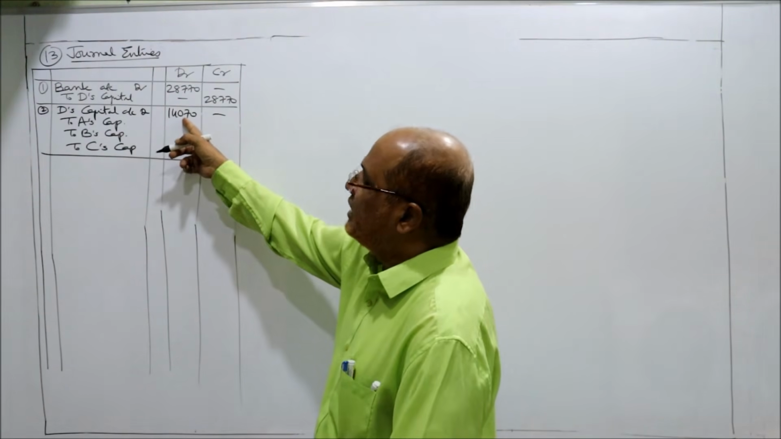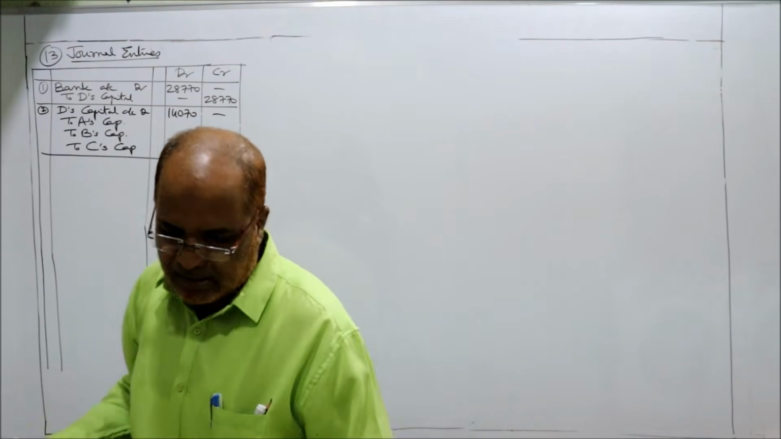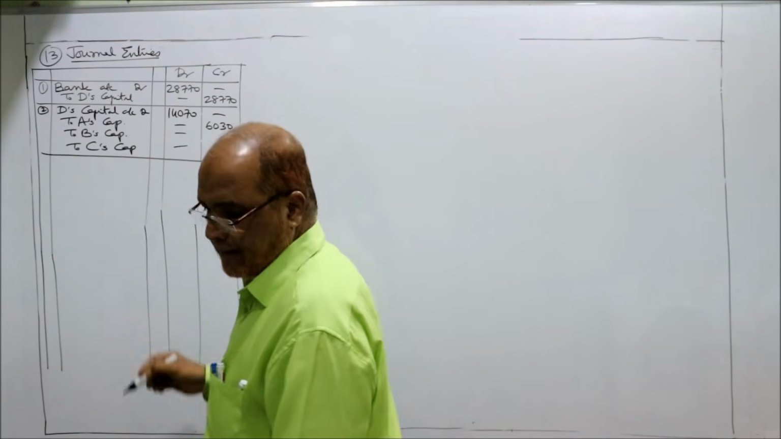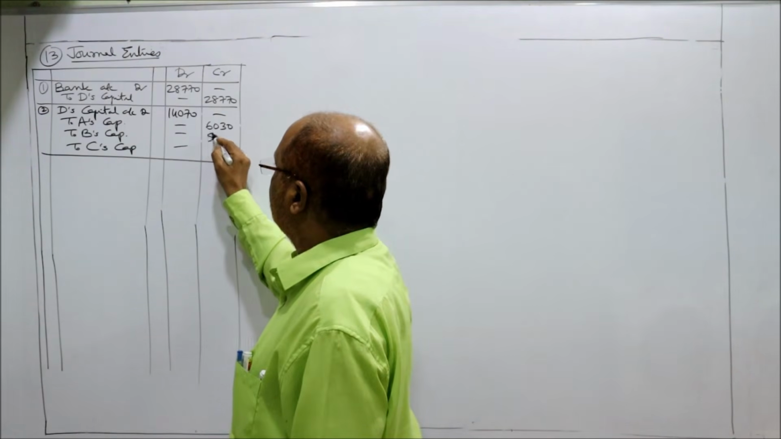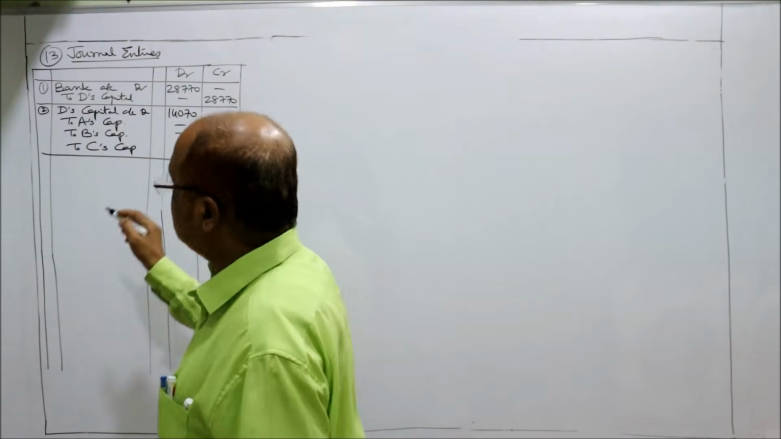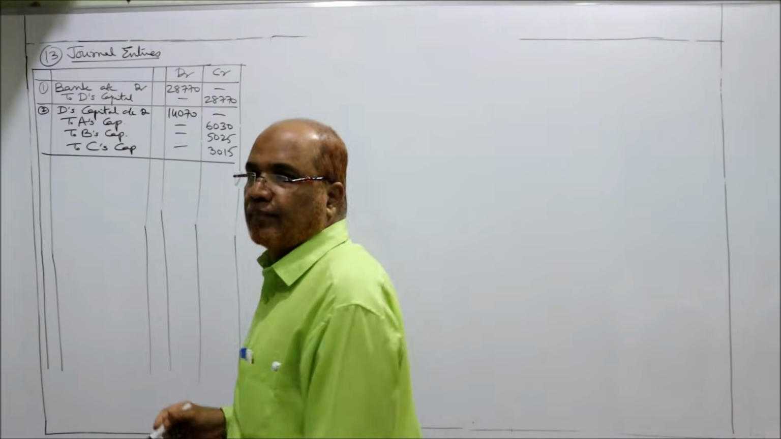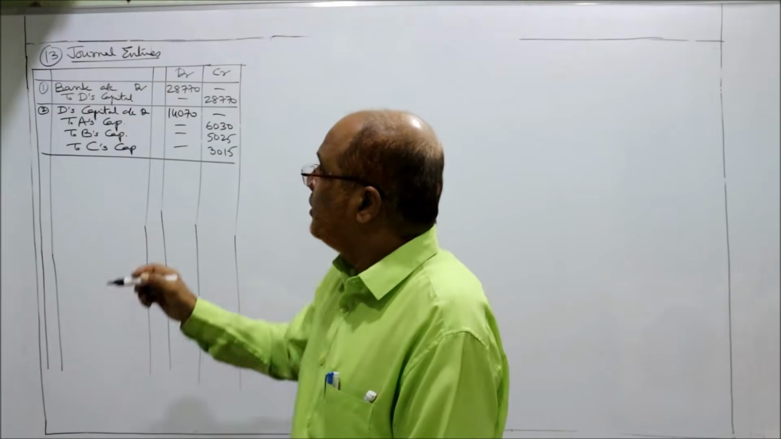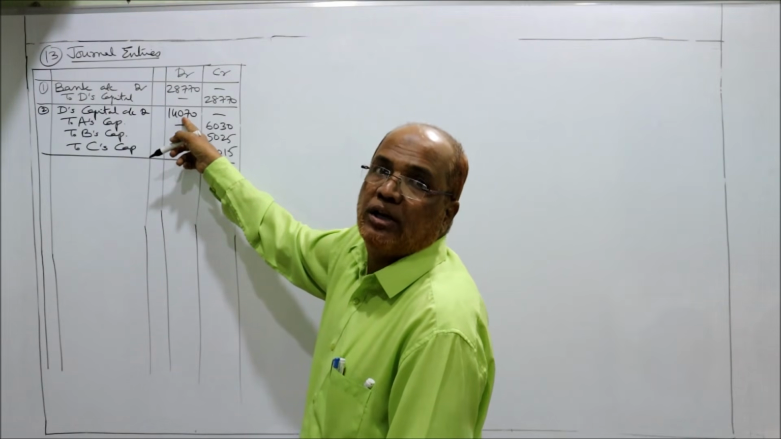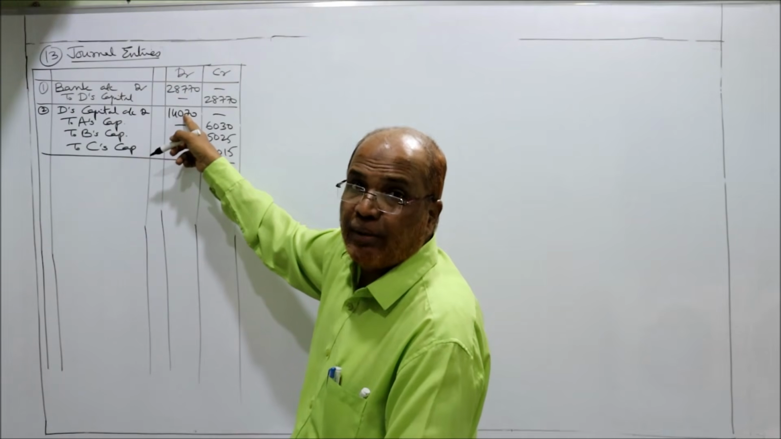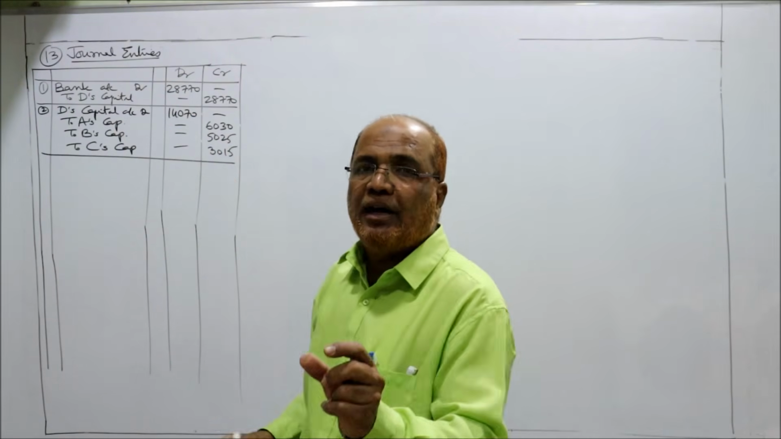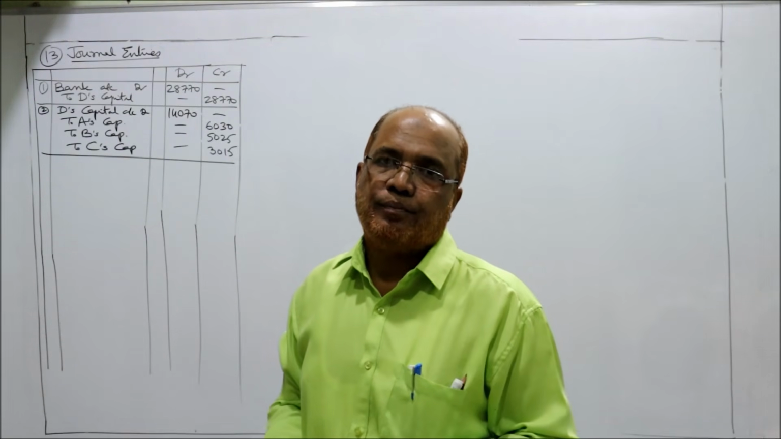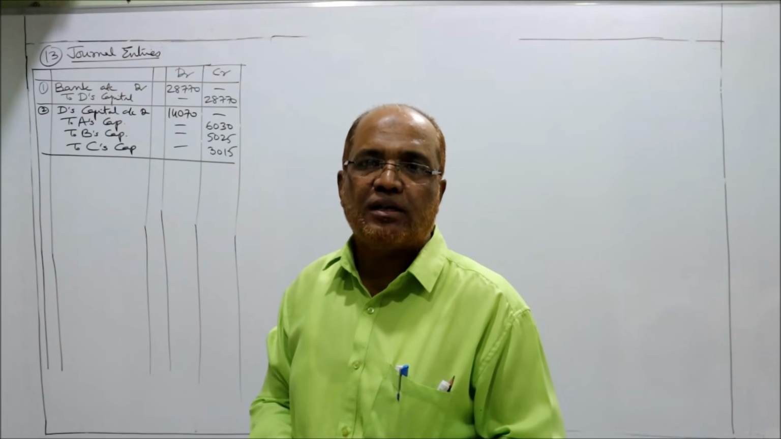So 14,070 into 6/14, you will get 6030. And 5025. Last one 3015. How is this? Distribute in the old profit sharing ratio 6/14. So 14,070 into 6/14, 14,070 into 5/14 and 3/14. Being the goodwill shared by old partners in the old ratio.